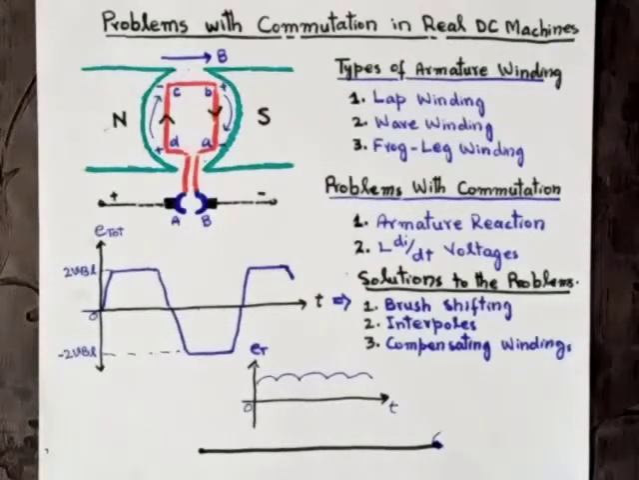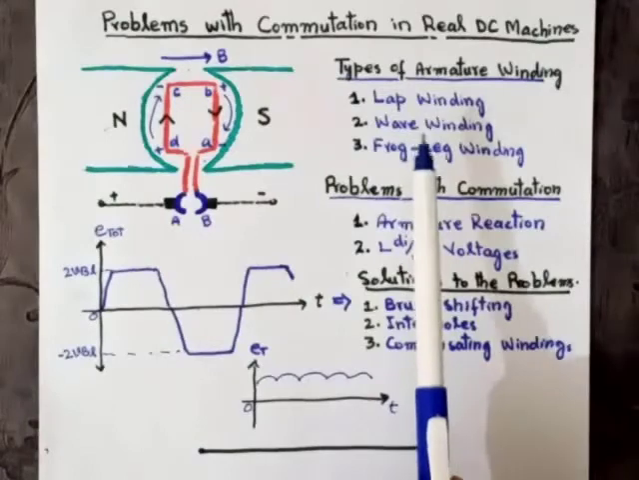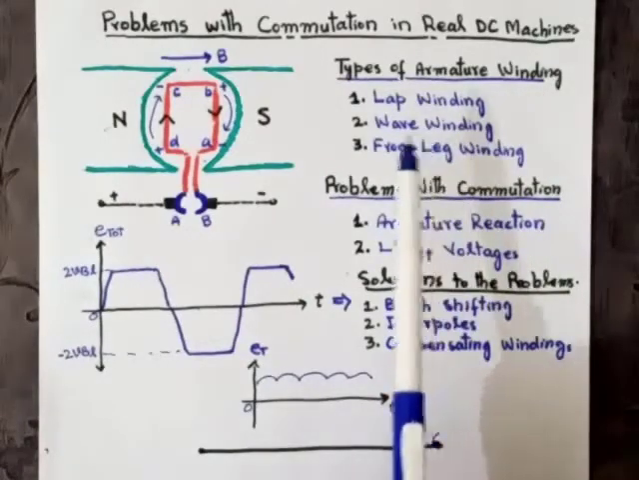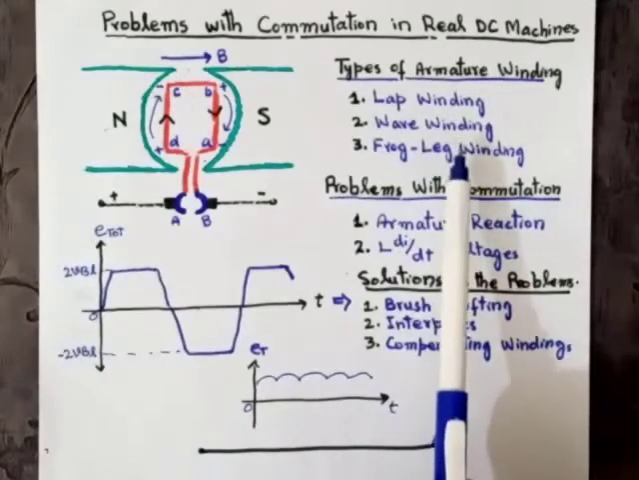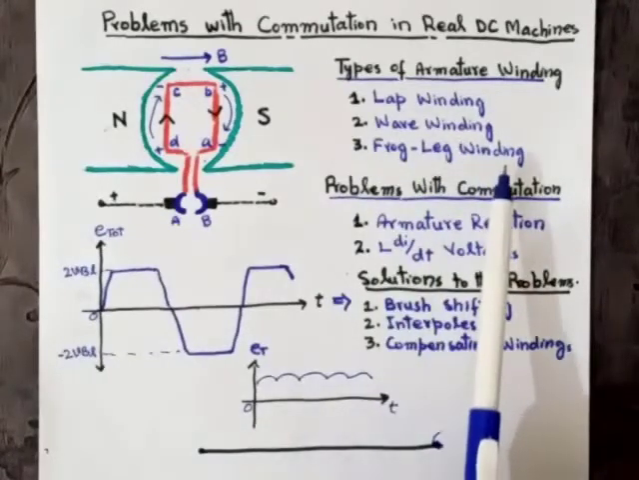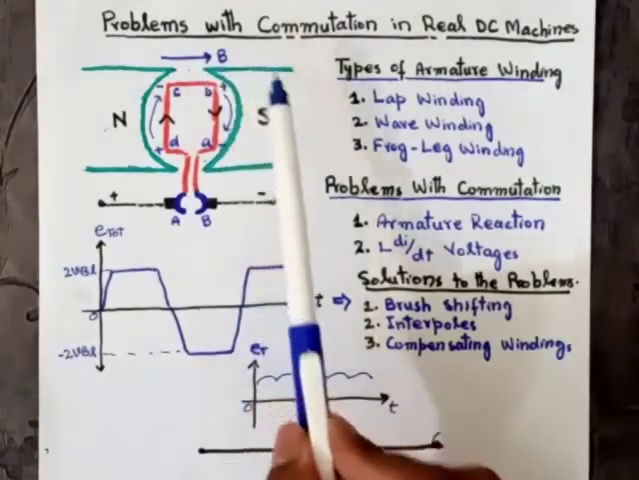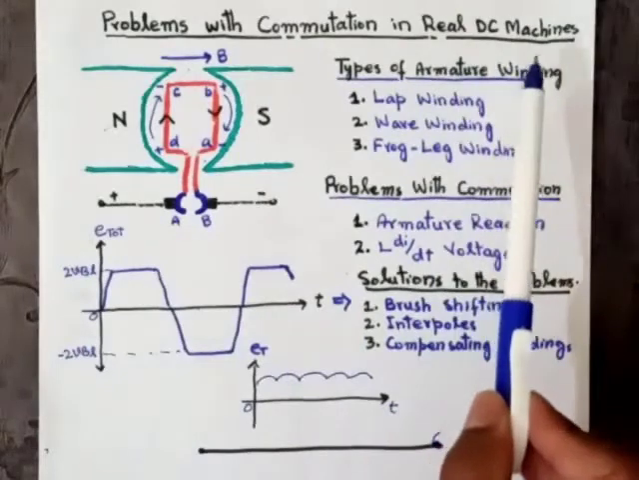In the last lecture, we have seen the concept of armature winding connections, that is, lap winding, wave winding, and frog leg winding. In this lecture, we will discuss the problems with commutation in real DC machines.